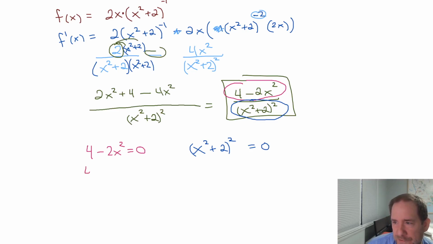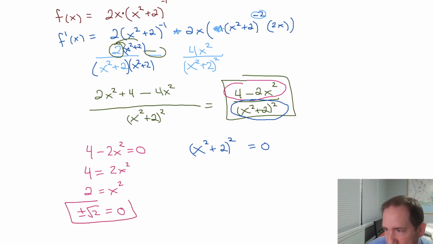Okay, so this means that 4 is equal to 2x squared. So divide by 2 and you get 2 equals x squared. Take the square root and you get x equals plus or minus root 2. Yeah, so those guys are potentially critical values. We do have to check to make sure that they don't make the original function undefined, because then they'd be extraneous, but for right now they seem to be on my list.